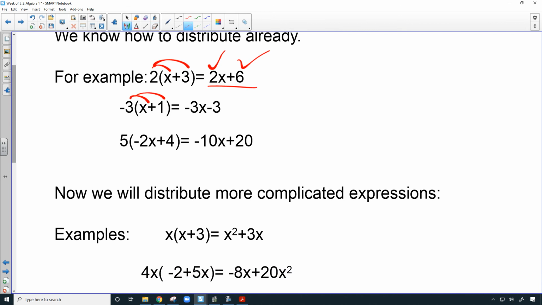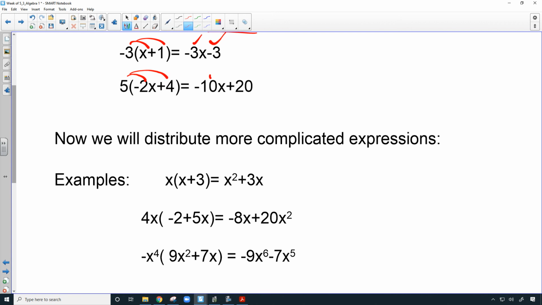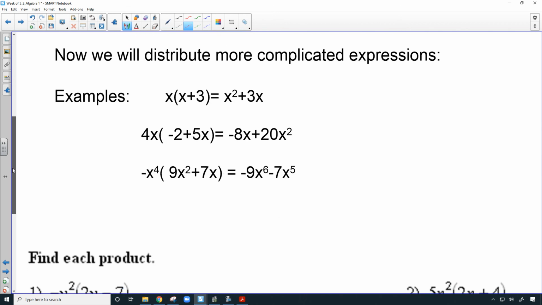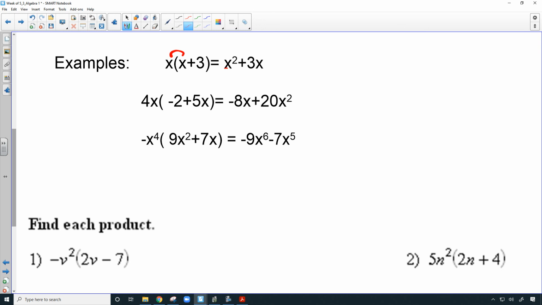So we know how to do this. Gives that. All good. 5 times this. We're okay with the distributive property. So let's look at this one. More complicated expressions. So x times x is x squared. X times 3 is 3x. 4x times negative 2 is negative 8x. And then 4x times 5x is 20x squared. Everybody okay with this?